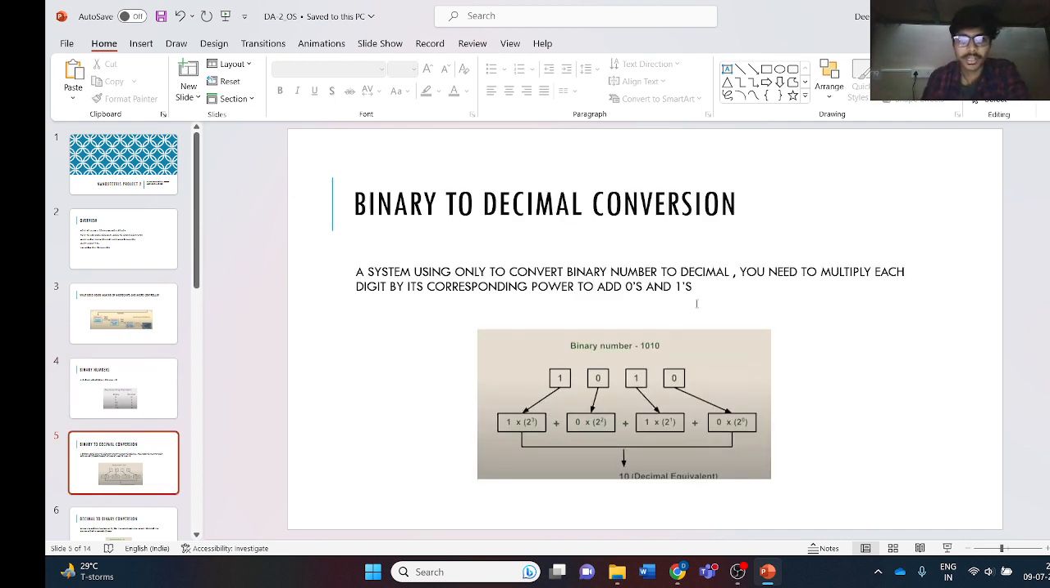Here is how to convert binary to decimal. To convert binary to decimal, you need to multiply each digit by its corresponding power of 2 and add the zeros and ones. So basically, take the example 1010. We'll start from the right-hand side. 0, so we multiply 0 with 2 power 0. 1, 1 into 2 power 1. And the next digit, 0 into 2 square, that is 0. And the 1 into 2 cube. So we get the decimal equivalent.